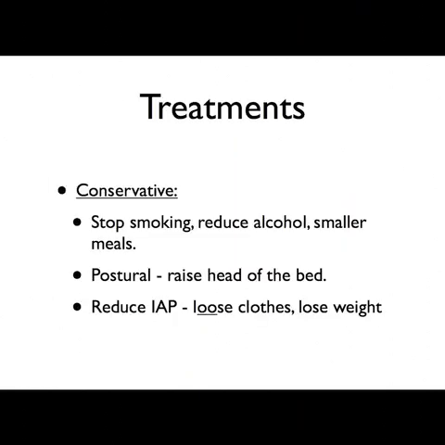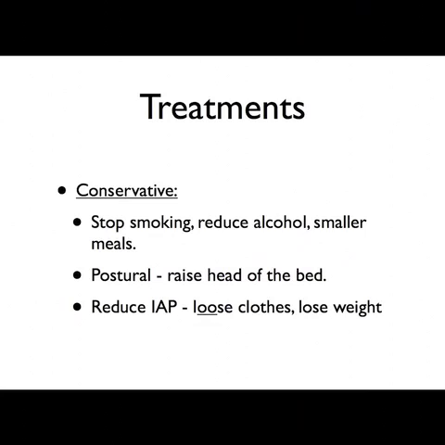Treatment of GORD in general. Let's talk about treatments. Conservative: lifestyle, stop smoking, decrease drinking or stop, lose some weight, and eat smaller meals. Postural: put some more pillows behind your head, raise the bed head.